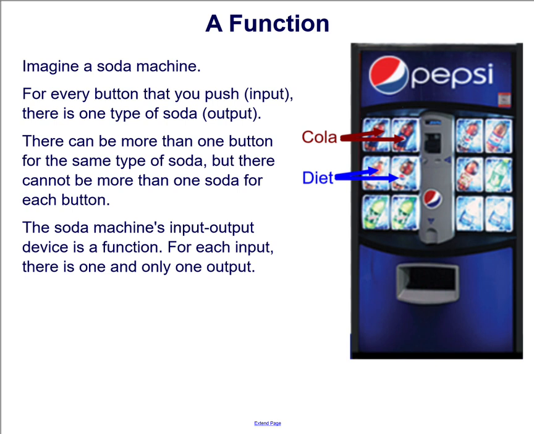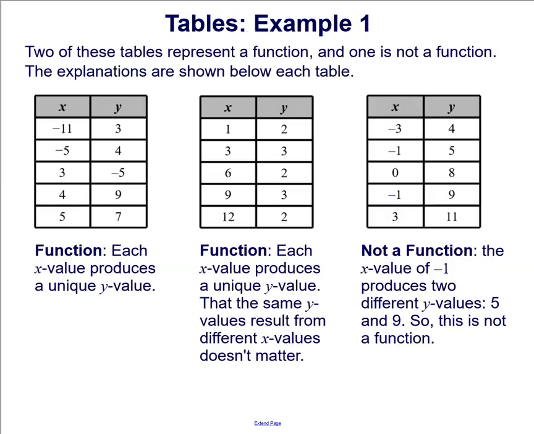Now, upon occasion, we've all experienced where we pressed a button and two different sodas have come out. That would not be a function. We would just refer to that as a relation. A function occurs when you press a button and one soda comes out. Example number 1. Two of these tables represent a function and one is not a function. The explanations are shown below each table.